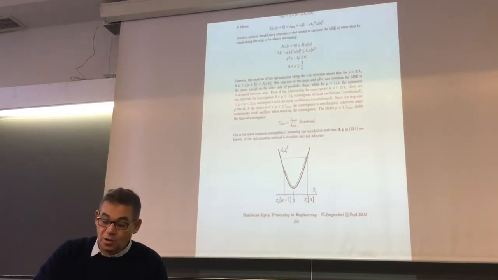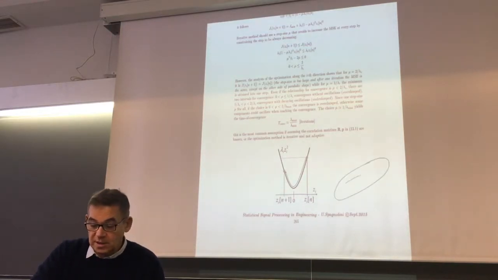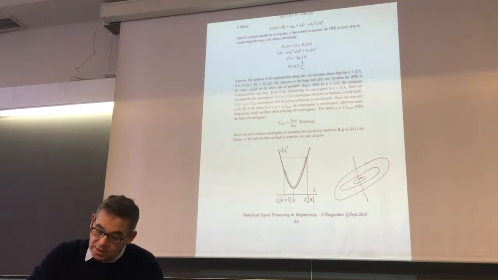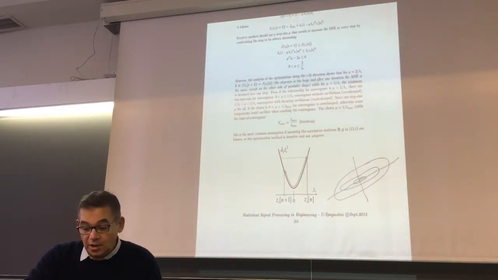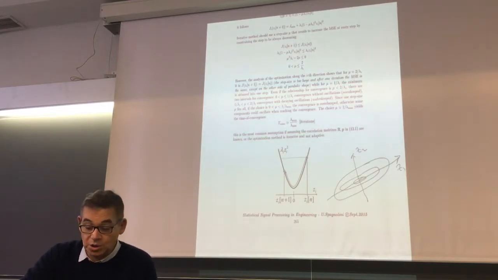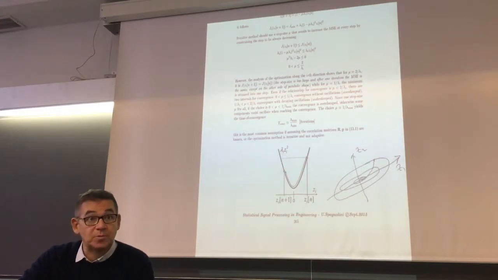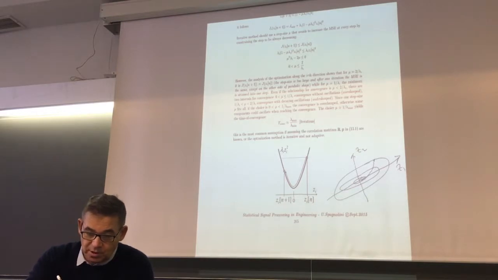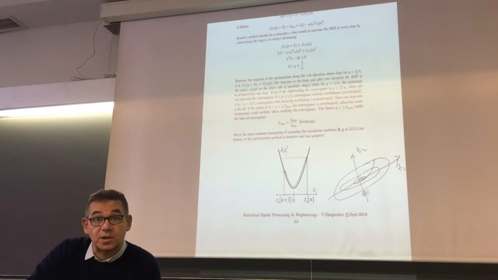In other words, if you have these contours of space and you set your axis along this direction, and you call this one Z1 and this one Z2, and you optimize your gradient search, you go down, down, down until you reach the minimum. This is equivalent to having a problem on this direction and a problem on the other direction.